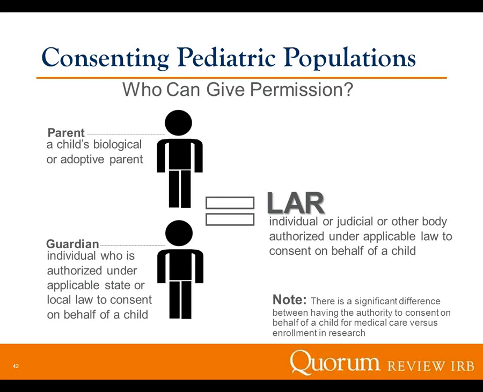Now, one thing that I want to point out, and this is a question we actually get a lot at Quorum that can be confusing to many people, is we also have this term LAR, or legally authorized representative. The definition of an LAR is an individual or judicial or other body authorized under applicable law to consent on behalf of a child. So if you take a moment and just look at that definition, understand that that means a parent is an LAR because they are authorized to consent on behalf of a child, and a guardian is an LAR because they can also consent on behalf of a child. So a parent and guardian can be a subset under LAR.